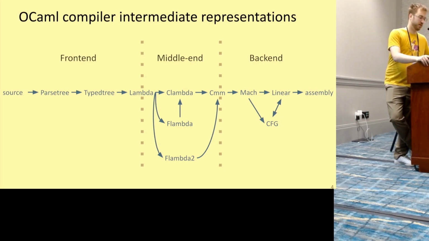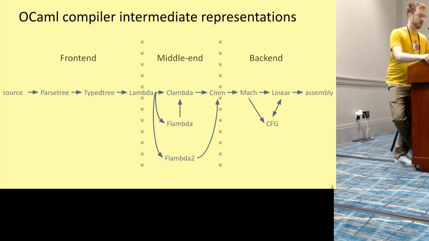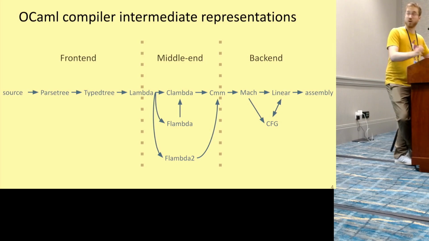And then there's the backend where we have other representations. We do a bit of common subexpression elimination. We do a bit of instruction scheduling, register allocation, basic block layouting, a lot of things. And in the end, we just generate assembly code. All of that is included in the compiler. We don't use LLVM or anything like that.